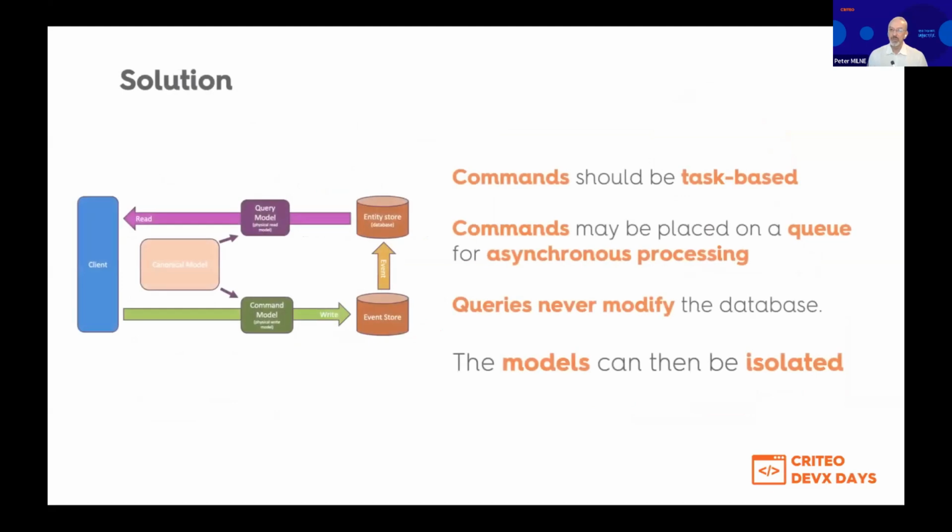So the solution is you build commands that are task-based. They can sometimes be placed in a queue and processed in order. Queries never modify the database, they're just read. So think of them like a materialized view. And the models can be isolated. You can actually have different code doing two different things. So instead of having a service that does both, you might have two or three different services that achieve the same thing. So when would you use it?